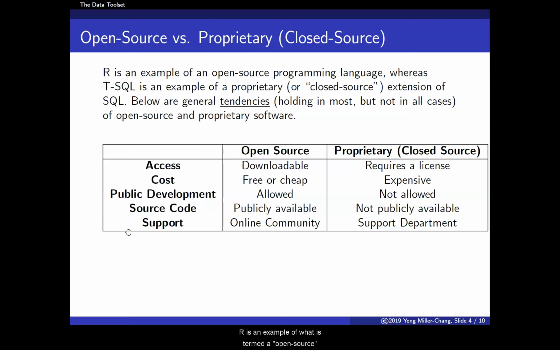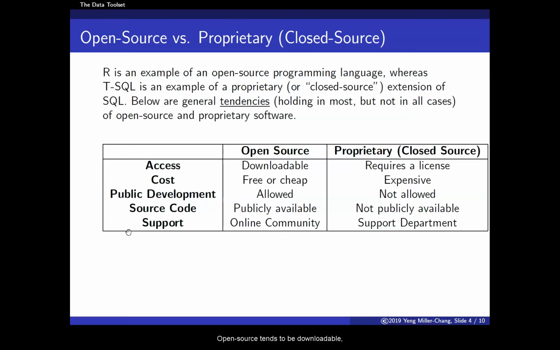R is an example of what is termed an open source programming language, and T-SQL is considered closed source or proprietary. To explain what open source and proprietary mean, here's a table of qualities that these two different types of software tend to have. The actual difference between open source and proprietary is that open source code is publicly available, whereas for proprietary software, the code is not available. You can actually go online and find the underlying code behind R. You can't do the same with T-SQL.